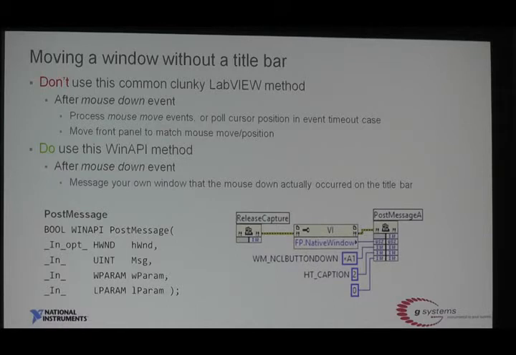Okay, so instead, you still have an event structure. On your mouse down event, you're going to message your own window that where the click happened is actually in the title bar. Which is not there. You can't see it. And you're going to see this function over and over. Post message. There's lots of different message formats to do the post message depending on the window class that you're sending to.